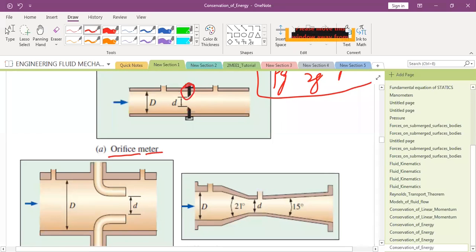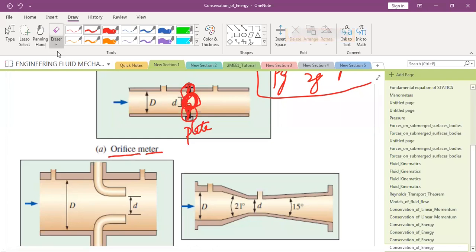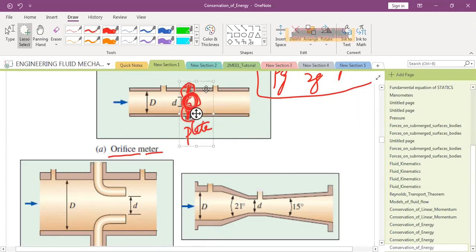This is just a plate with a hole. So this is called orifice meter or orifice plate. This plate itself is called the orifice plate. That is, this is a plate in which you have drilled a hole. Nothing more than that. So what do you think? How can you determine the flow rate by this kind of flow meter?